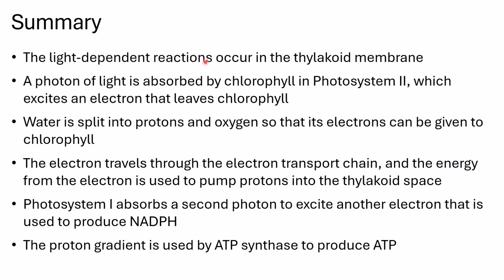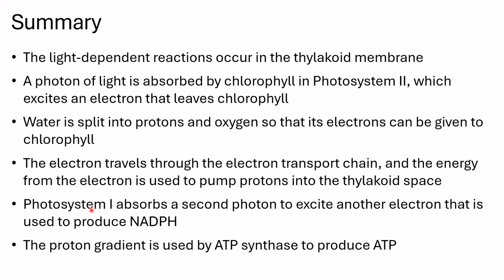In this video, we learned that the light-dependent reactions occur in the thylakoid membrane. The reactions begin when a photon of light is absorbed by chlorophyll in photosystem 2. This excites the electron, which separates from chlorophyll. Electrons are taken from water to replace the electron in chlorophyll, and in the process, the water is split into protons and oxygen. The electron from chlorophyll travels through the electron transport chain, and the energy it produces is used to pump protons into the thylakoid space.